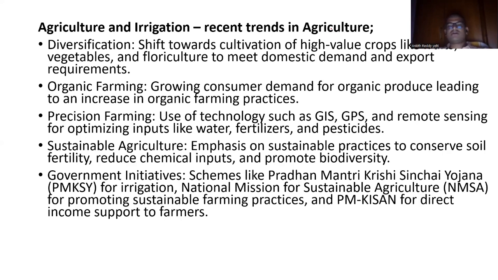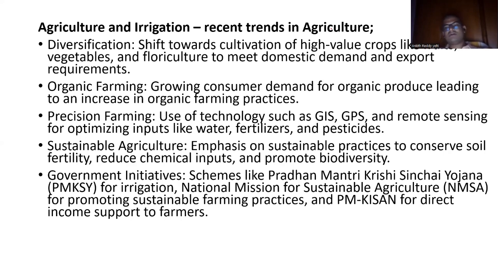Okay, the government is also coming out with schemes like Pradhan Mantri Krishi Sinchai Yojana focusing on drip irrigation, and Pradhan Mantri Paramparagat Krishi program related to organic farming. PM Kisan gives them direct income subsidies. We have a mission called National Mission for Sustainable Agriculture. All these are for sustainable farming practices. So these are the trends.